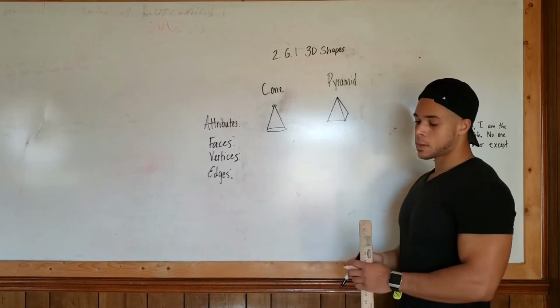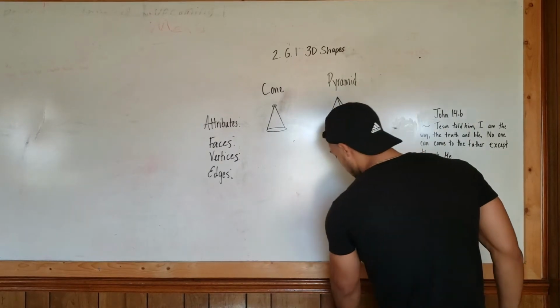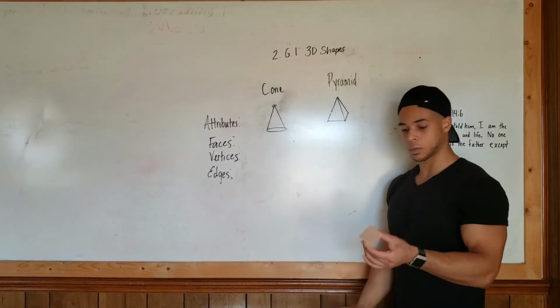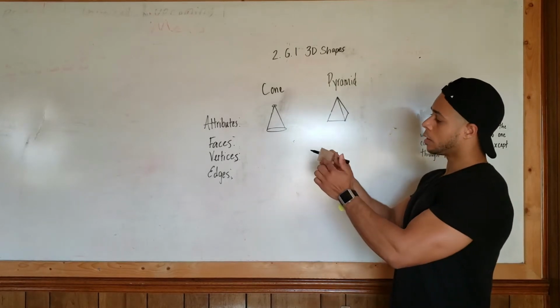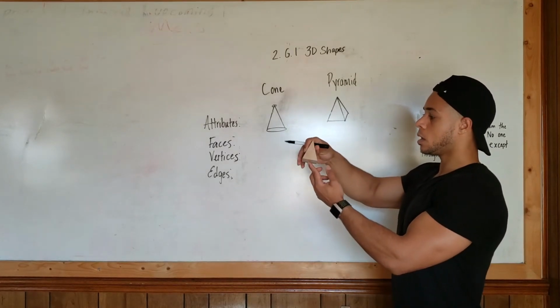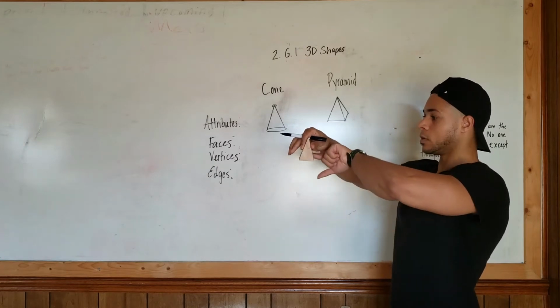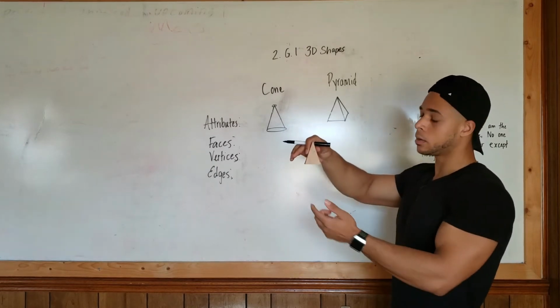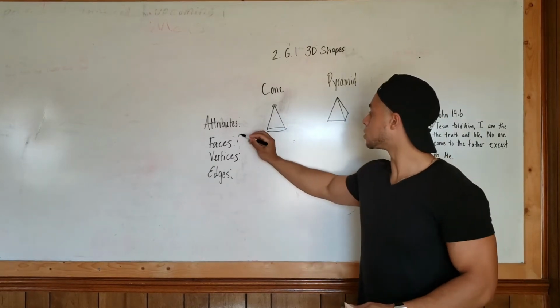All right, for your pyramid, you can't see it as well as on the board, so I went ahead and grabbed you one. Let's count your faces. You got your one on the bottom, and then you have a face in the front, a face in the back, one on the side, one on the side. So in all, you have 5 faces.